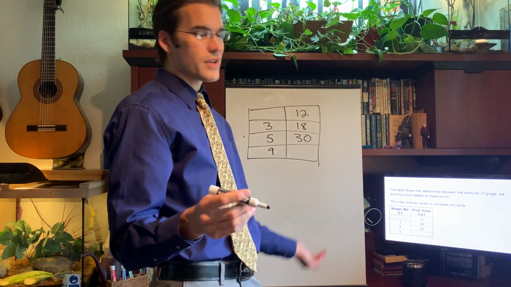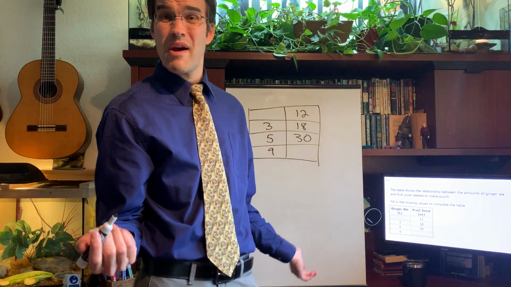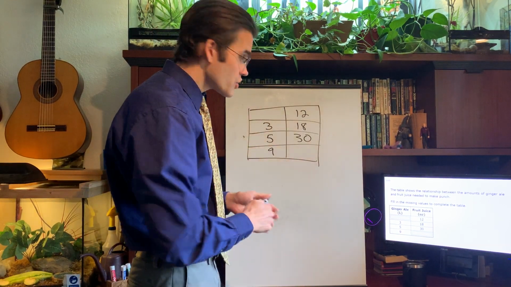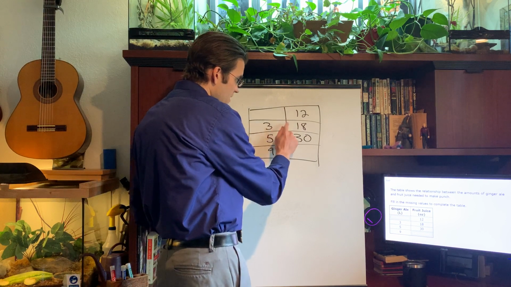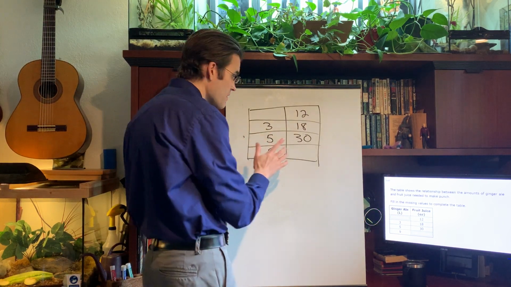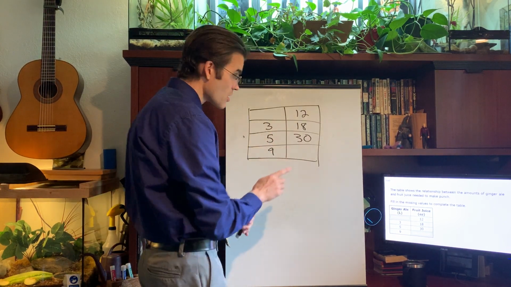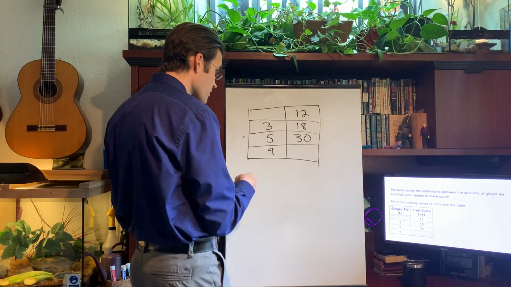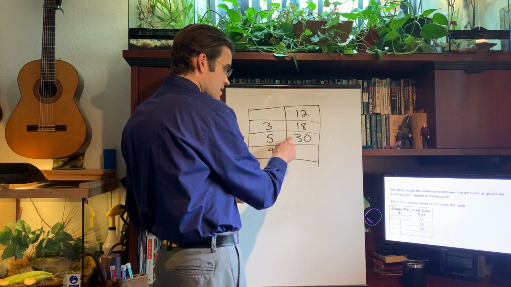It's ginger ale and fruit juice, but to be honest, it doesn't really matter what it is. We need to find these missing values. Now, here's the trick. You want to figure out what you multiply this by to get this. And then make sure that it's the same down here. So what times 3 equals 18? 6. Okay. Does 5 times 6 equal 30?